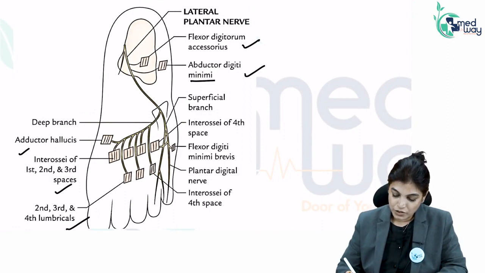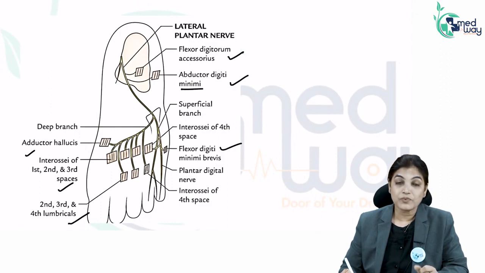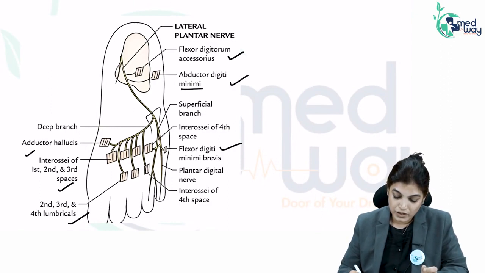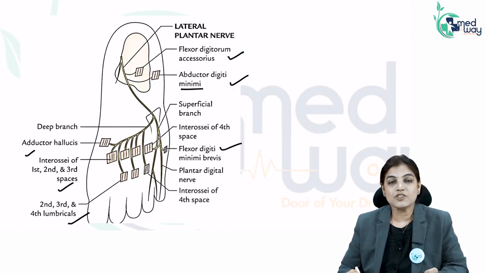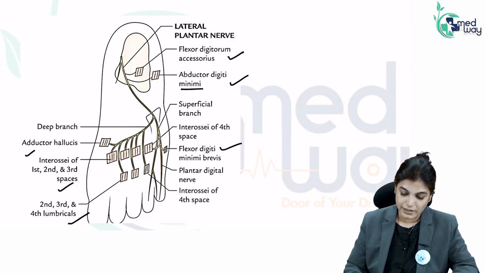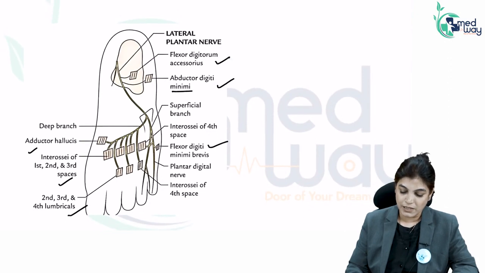It gives innervation to the flexor digiti minimi brevis, flexor digitorum accessorius, abductor digiti minimi, second, third and fourth lumbrical muscles, the plantar interossei and dorsal interossei, and also the adductor hallucis muscle.